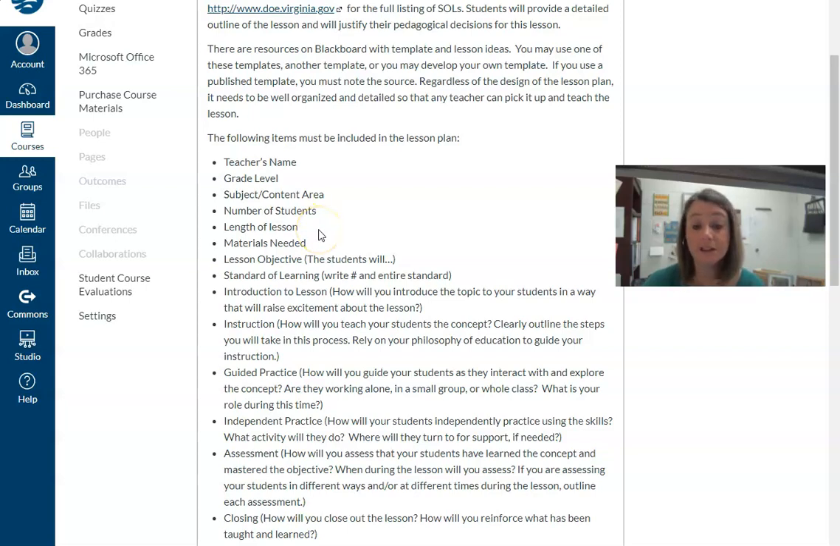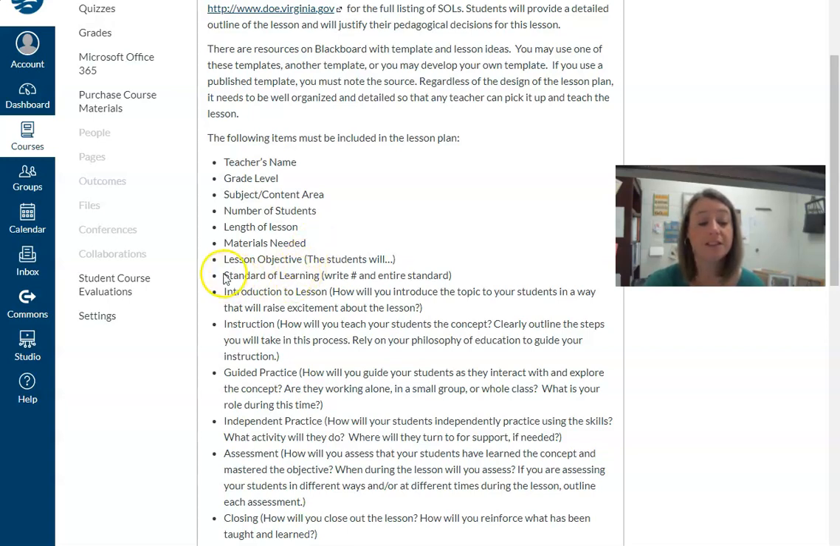The length of the lesson, so this should be in minutes, this should not be in weeks. So whether or not your lesson is going to be a 15-minute lesson, a 30-minute lesson, an hour lesson, but again, this is one activity that you are doing. I'm not asking you to develop an entire unit. I just want one lesson. So what materials are you going to need for this particular lesson?